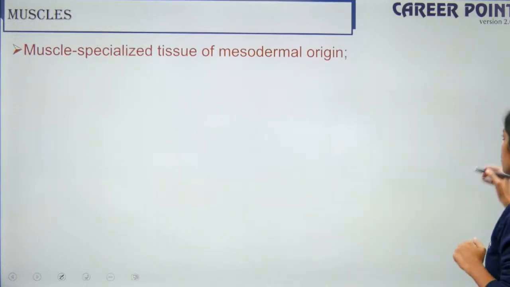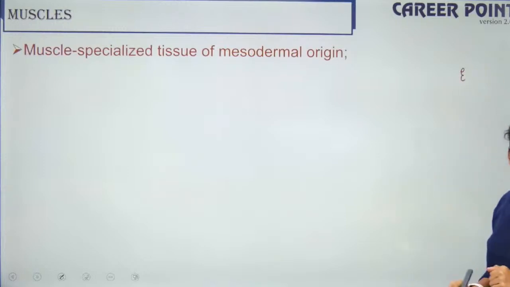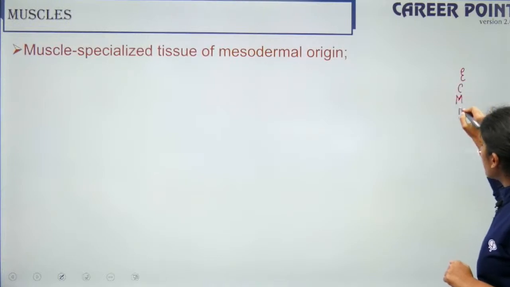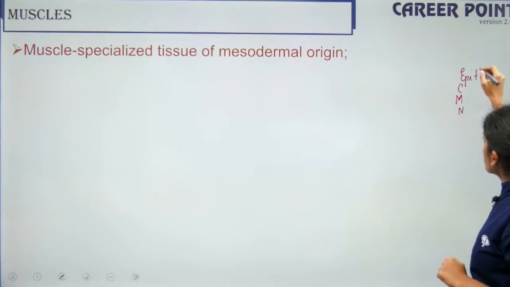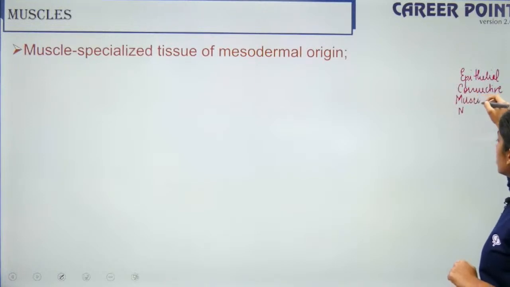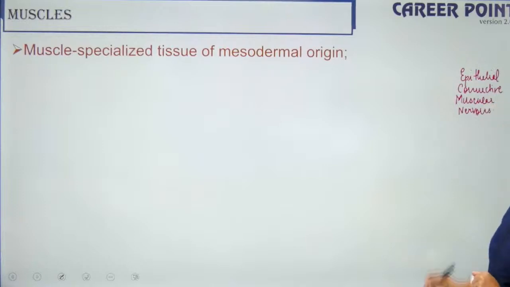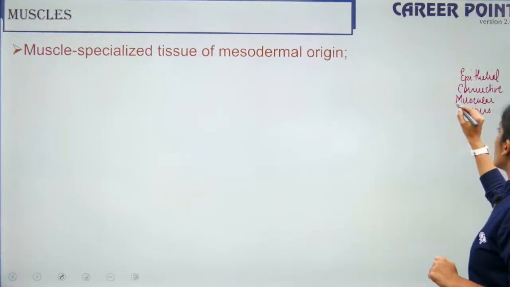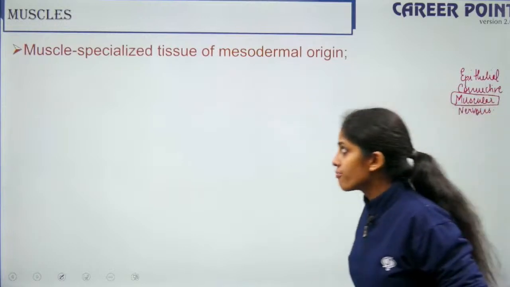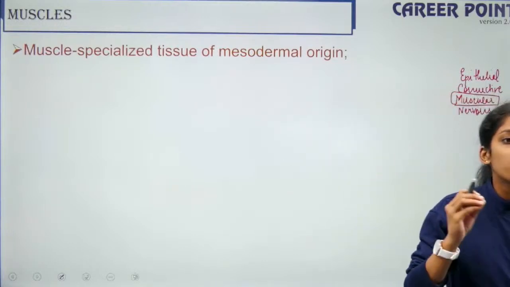So what are the four types of tissues present? One is epithelial, the other one is connective, next we have muscular, and then we have neural. So the first one is epithelial tissue, the next one is connective tissue, the third one is muscular, and the fourth one is nervous. Right? So muscular is a tissue. So it's one of the main tissue constituents of the vertebrates. So muscle is a specialized tissue of mesodermal origin.